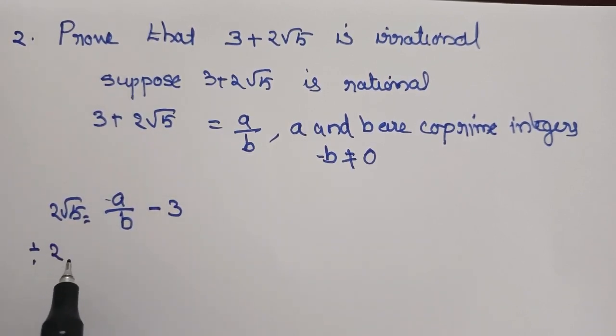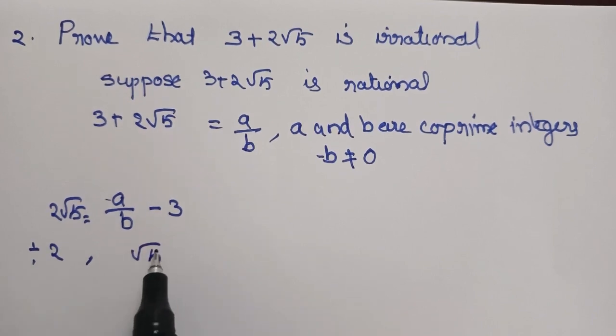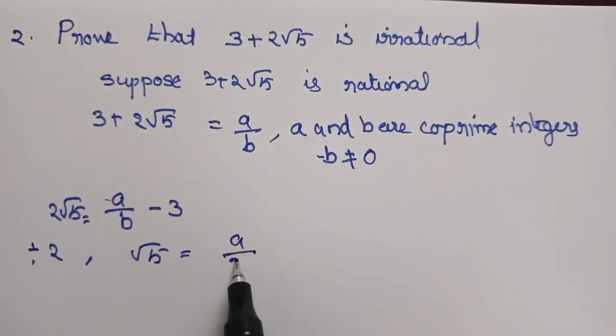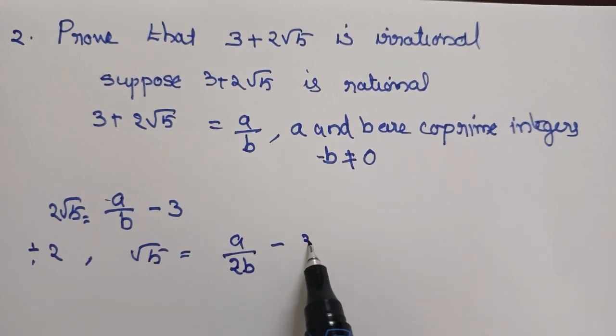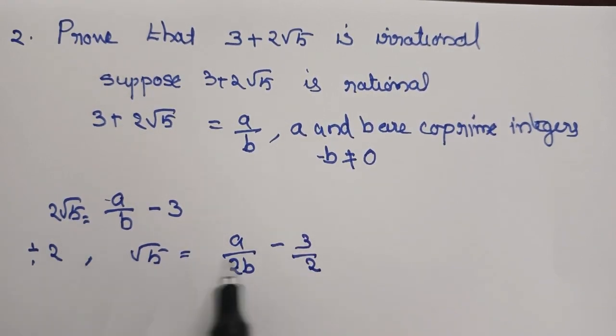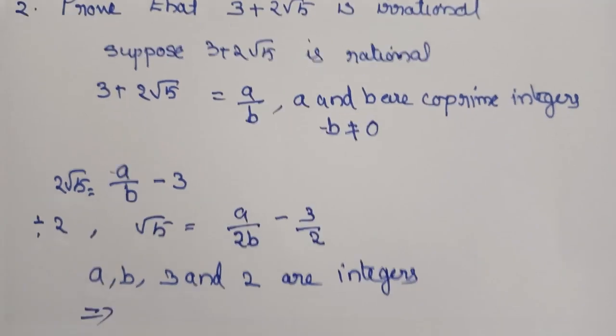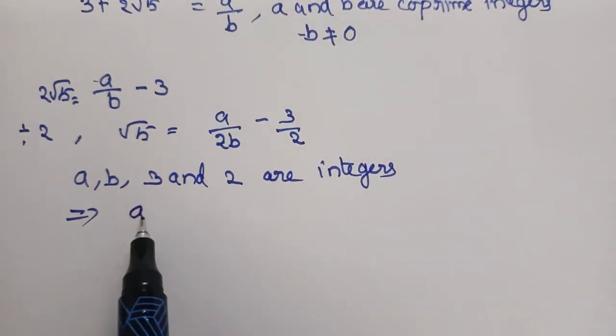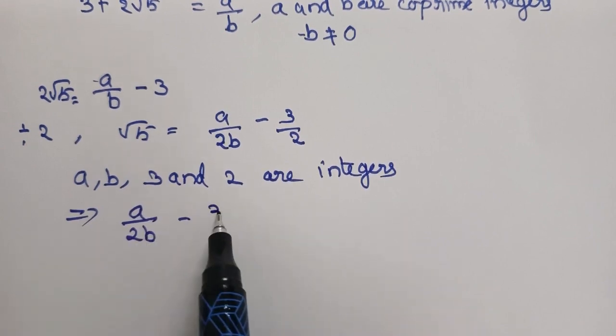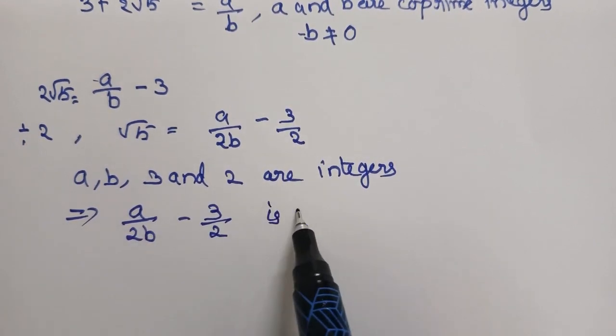Dividing throughout by 2, we get root 5 equal to a by 2b minus 3 by 2. But we know that a, b, 3 and 2 are integers, isn't it? All these are integers. Therefore, a by 2b minus 3 by 2 is a rational number.